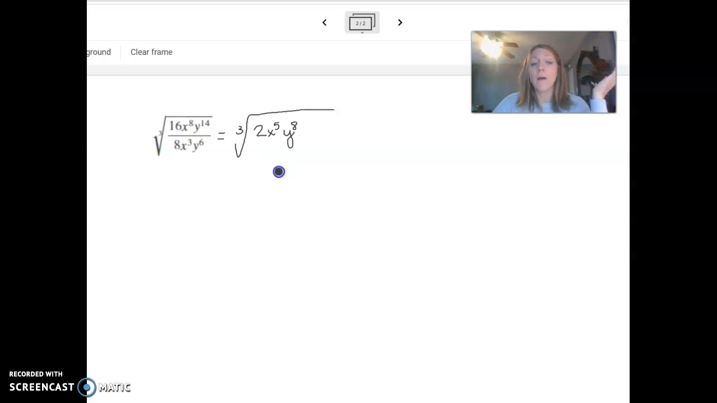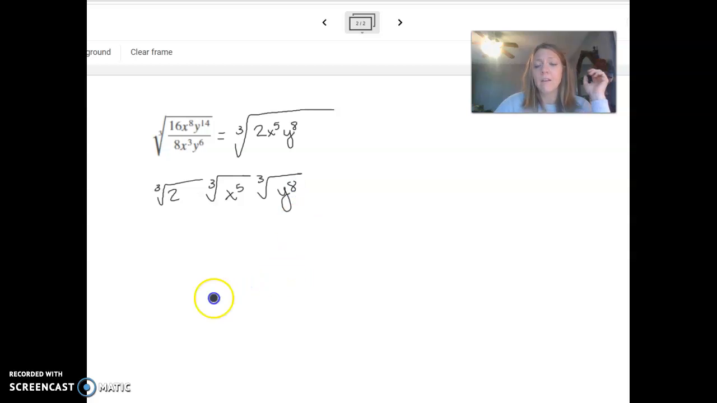Okay, so now we can start seeing what we can pull out. So we think of these things separately again. You got the cube root of 2, you got the cube root of x to the 5th, and you got the cube root of y to the 8th. All right, cube root of 2, can I simplify that? Nope, there's nothing to pull out, so it just stays as is. The cube root of x to the 5th, how many groups of 3 are there in 5?